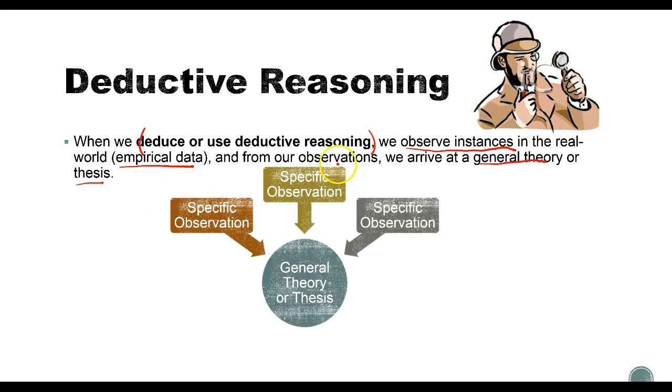So we might have just a general area of inquiry. We don't really have a specific theory or thesis, just a general area of inquiry that we're interested in deducing a theory from. So we go into the general area of inquiry. We look at the empirical research from the real world, some specific observations of things we're seeing, and then we deduce a general theory. So it's kind of the opposite of what I said before.